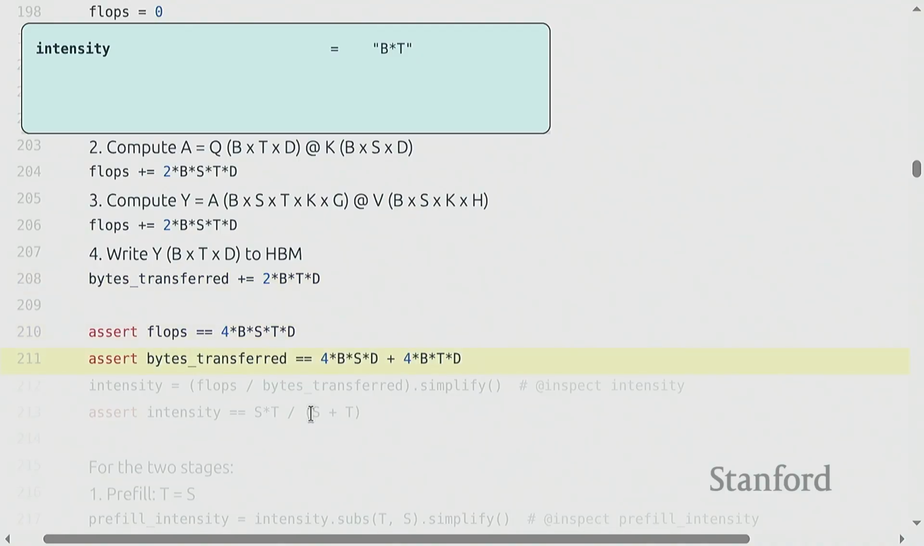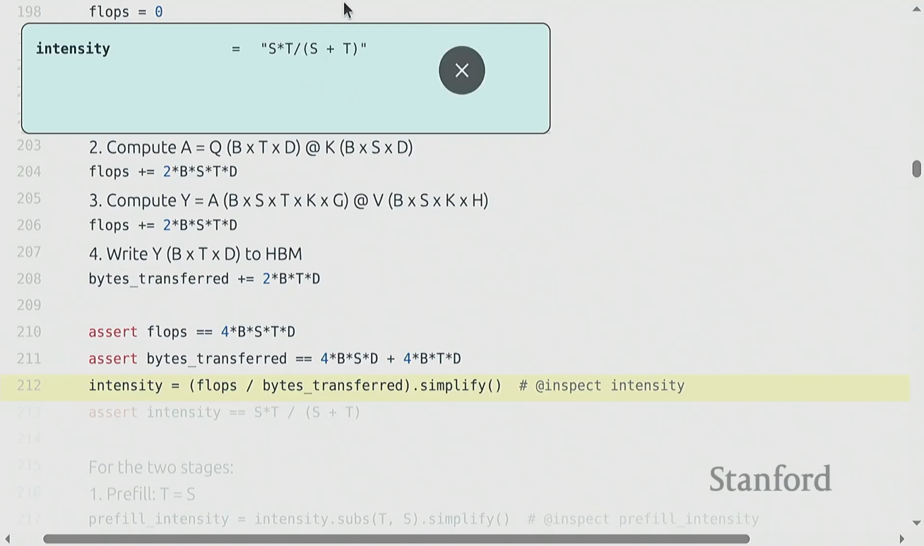And if you divide and simplify, you get this rather nice expression. I mean, nice in that it's simple, not nice in that it's good efficiency, which is S times T divided by S plus T. Okay, so let's try to interpret this a bit.